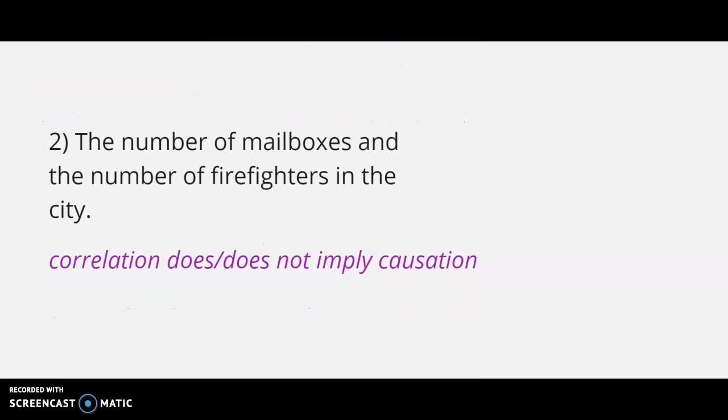The number of mailboxes and the number of firefighters in the city. Okay, so someone could take the number of mailboxes and get that data, and then also the number of firefighters, and plot that on a scatter plot. There may be a correlation, but it would probably be strictly coincidental. When you talk about firefighters and what they do and what they use, there's really no relation at all to mailboxes. So this one would say correlation does not imply causation.